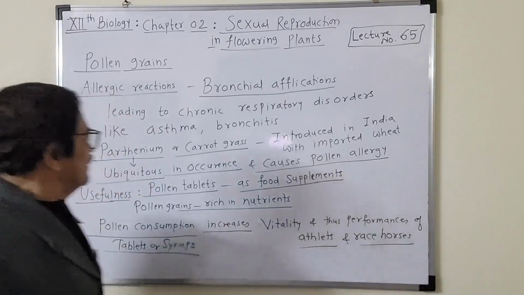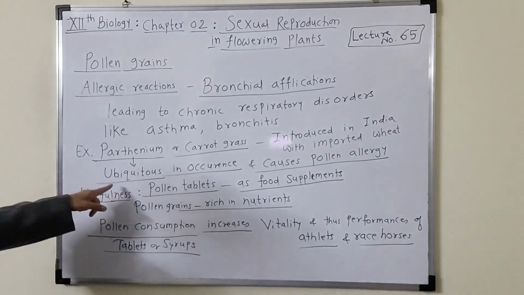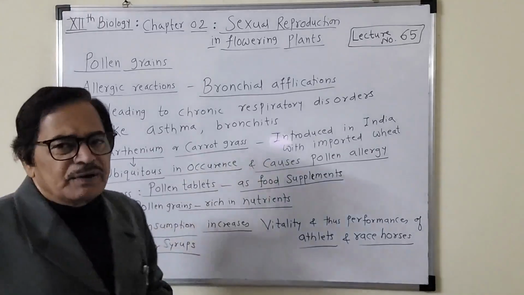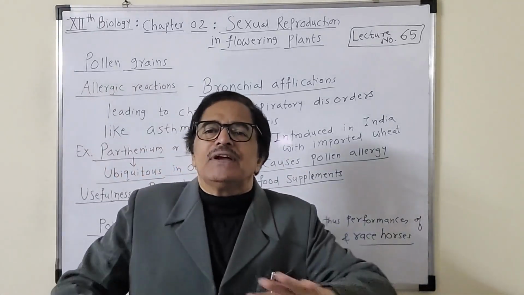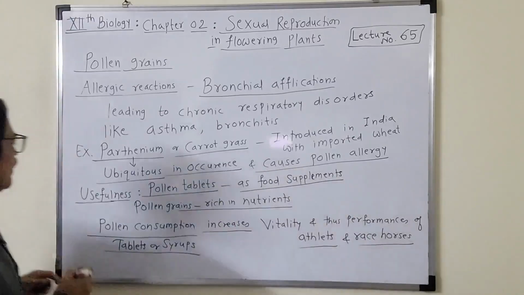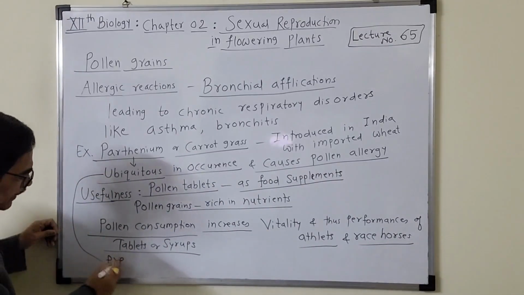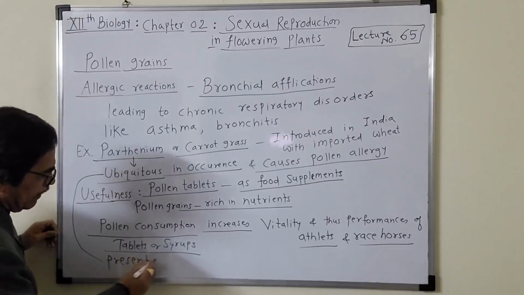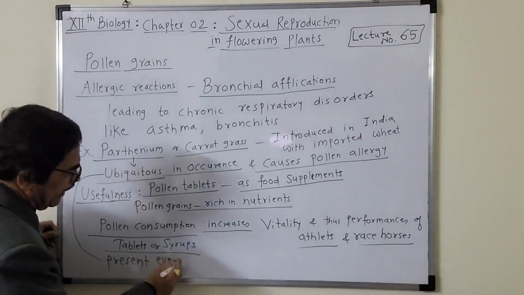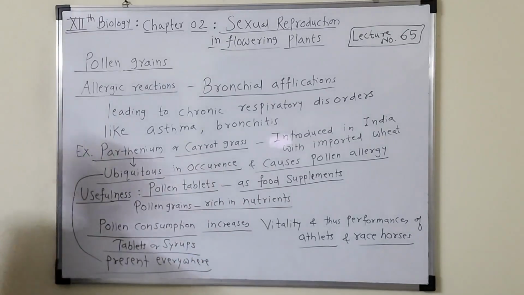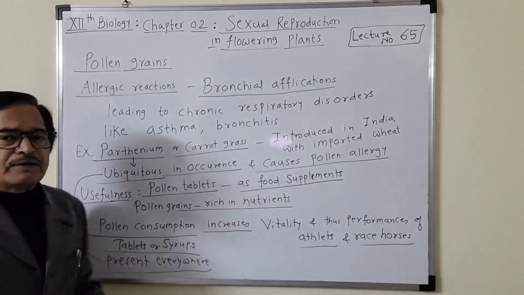ओके, देन सेकंड थिंग इज देयर, और उसका एक मेन ये क्या है, it is ubiquitous in occurrence. यूबिक्यूटस इस वर्ड का मतलब क्या है? ओमनी प्रेजेंट, present everywhere. यूबिक्यूटस का मतलब क्या है? Present everywhere, कहीं भी आ सकता है. ऐसा नहीं कि इस जमीन में आएगा उस जमीन में नहीं आएगा. ओके, सो दैट इज अबाउट द पार्थेनियम और कैरेट ग्रास.